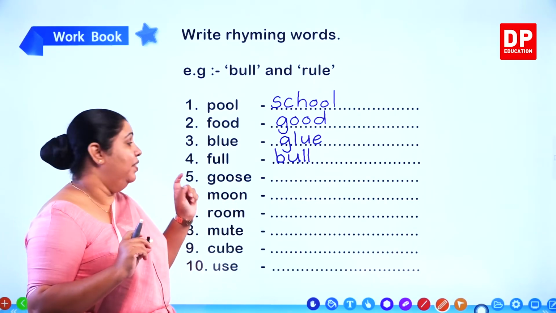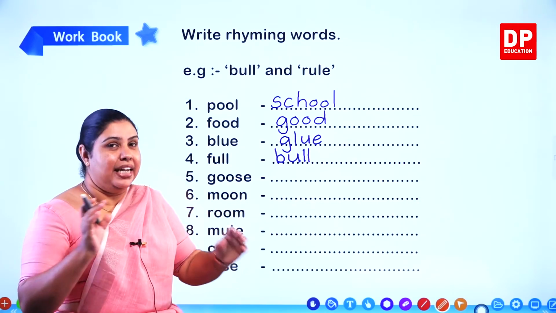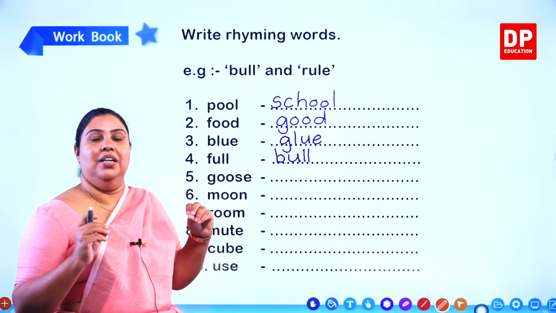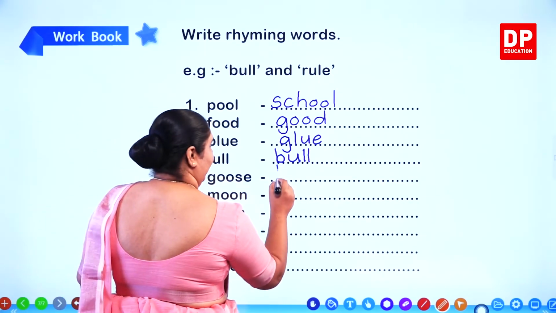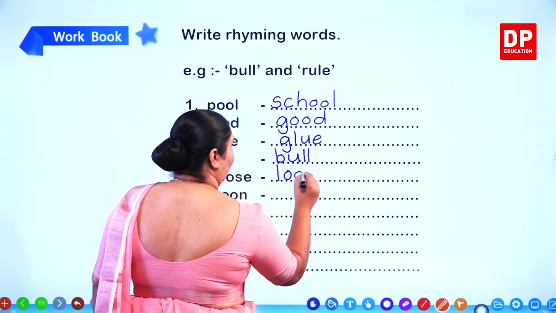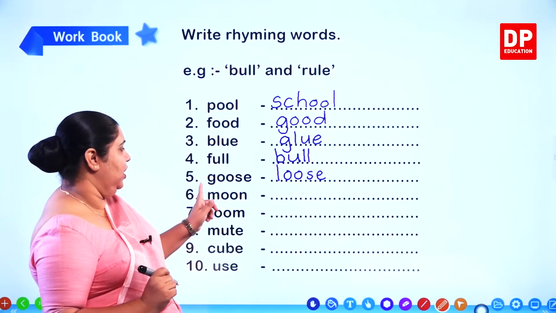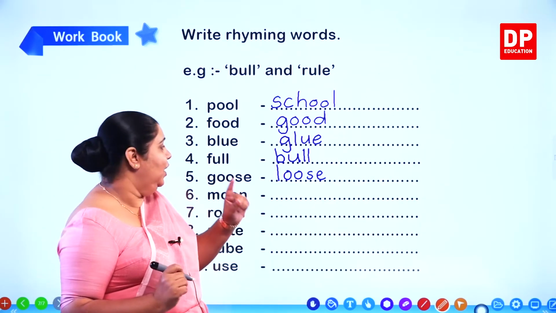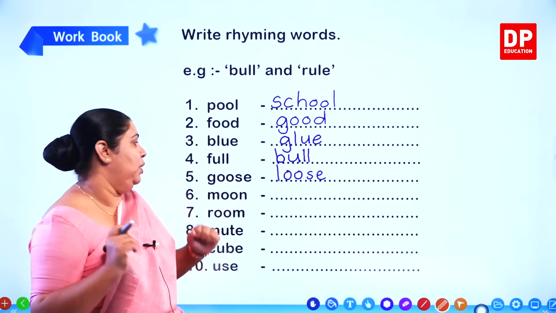Goose. The word goose. Can you tell me a rhyming word for goose that has the long oo sound? How about the word loose? L-O-O-S-E. Loose. Now goose, G-O-O-S-E. Loose, L-O-O-S-E. They both are rhyming words.